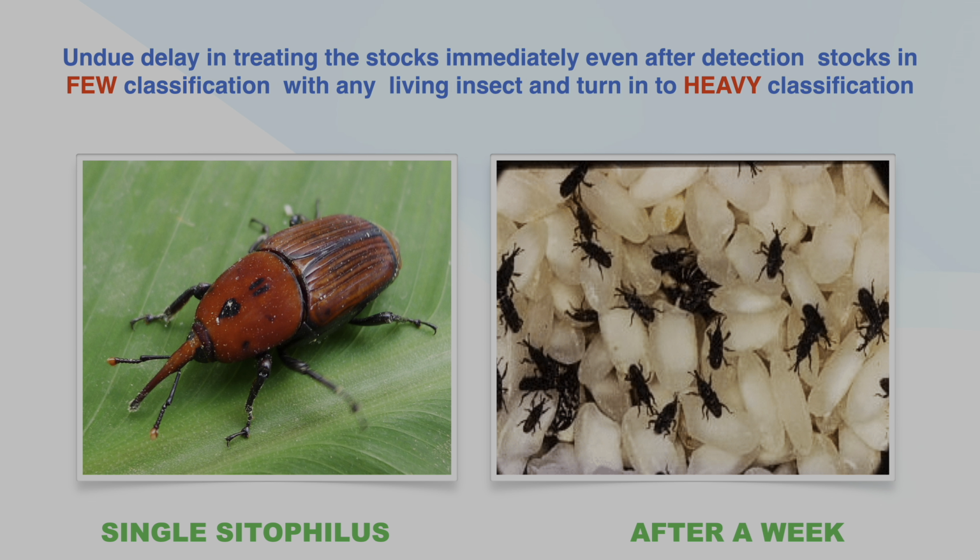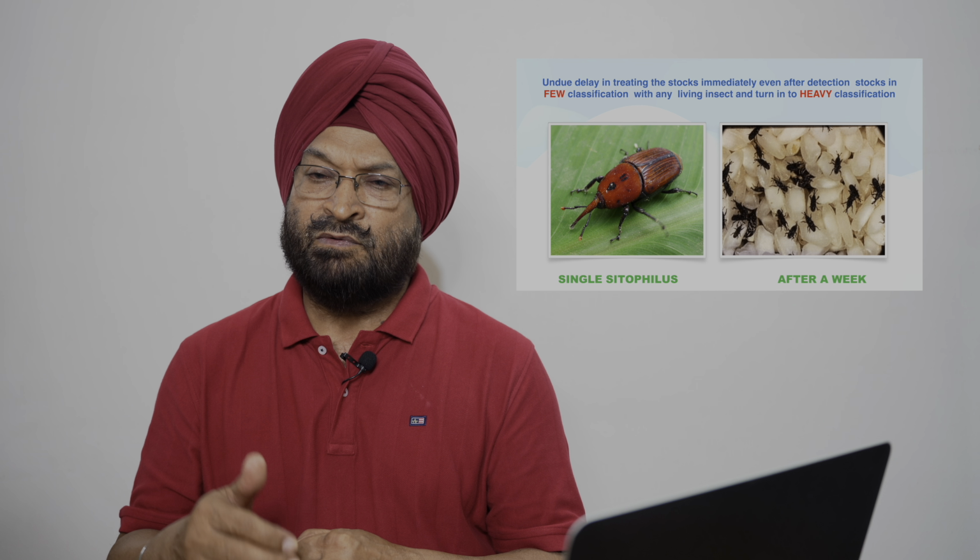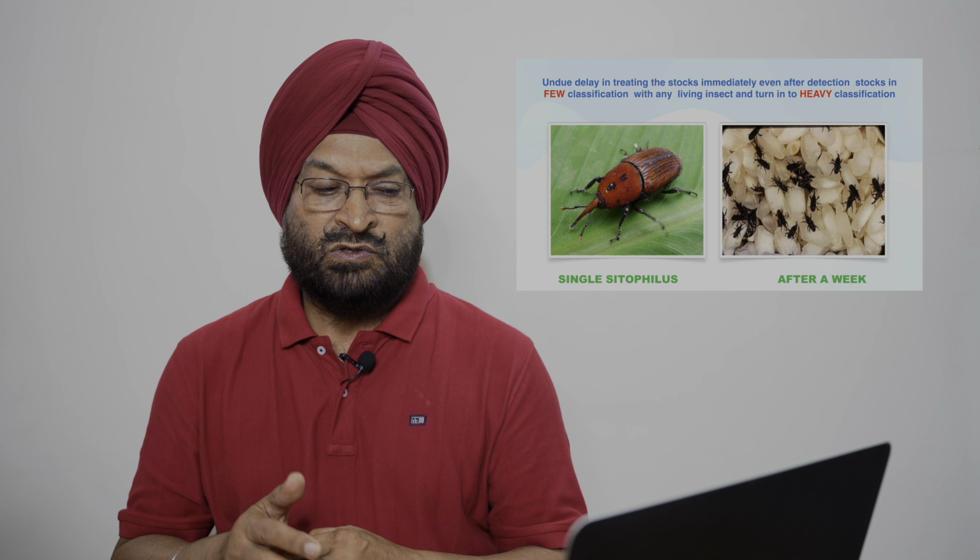Then, gentlemen, we generally ignore it if there is only one insect in the stack, thinking we should not bother to fumigate it. Please don't wait for the insect to multiply. In the second part of the slide, you see that after 1 week hundreds and thousands of insects are there. Lakhs of insects will be there in the stack. So it will be difficult to control after that, and a lot of loss might already have been caused by these insects. So don't wait for that. Go for the fumigation immediately.